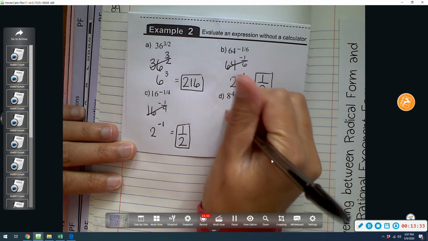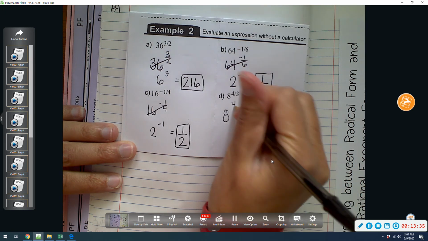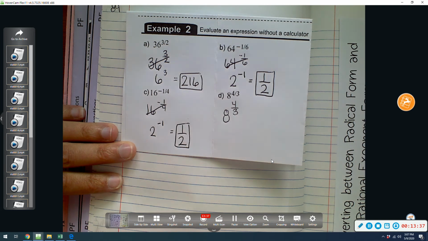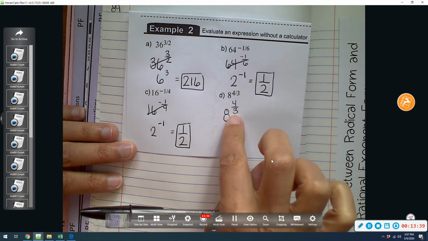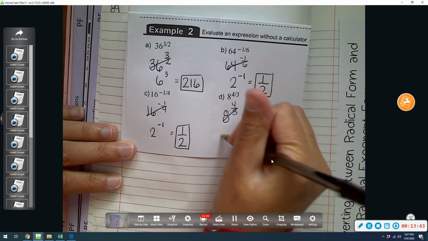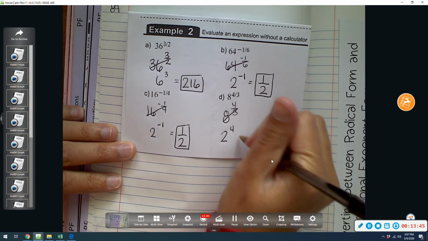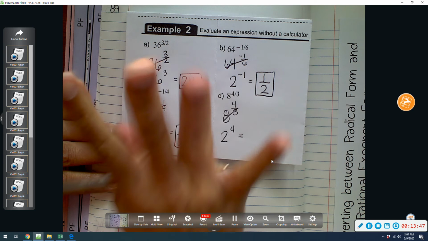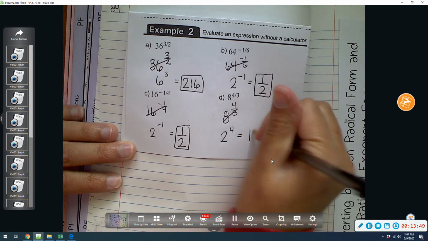And then last but not least on this one, we have 8 to the 4/3 power, and what root are you taking? You're taking the 3rd root, and I can take the cube root of 8, it's 2, to the 4th power, and 2 times 2 times 2 times 2 is 16.